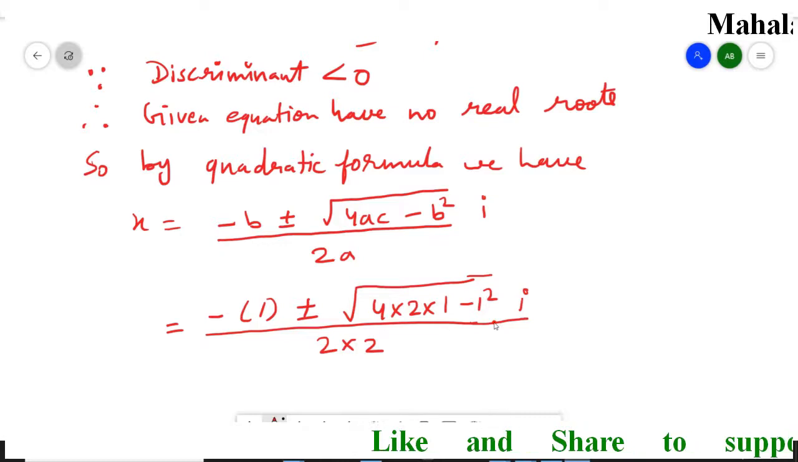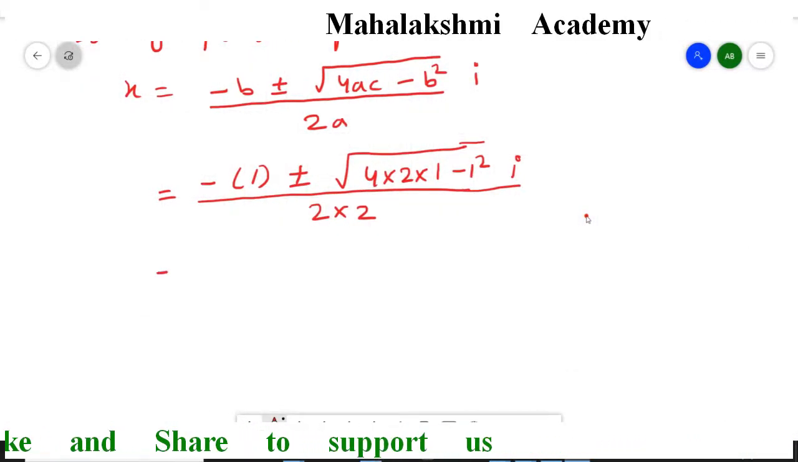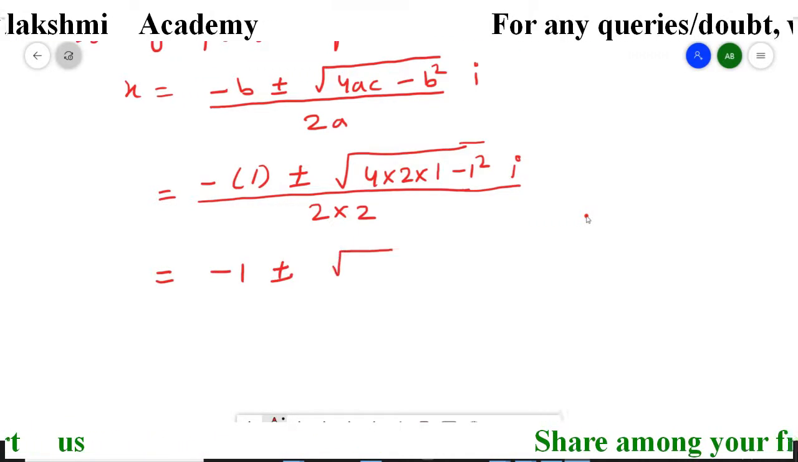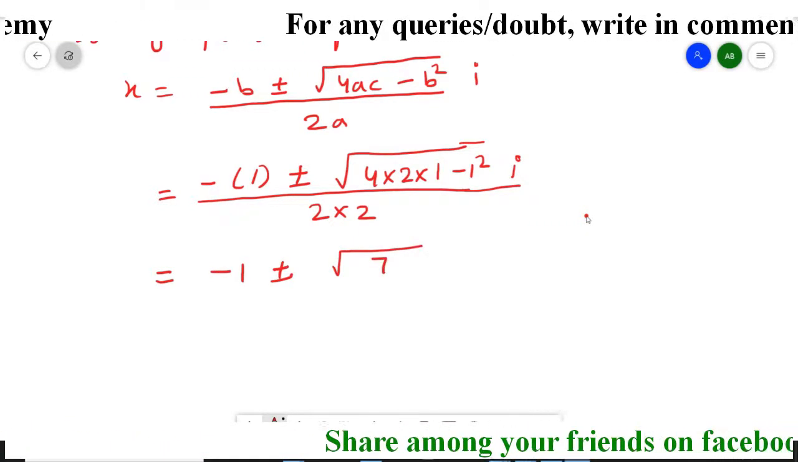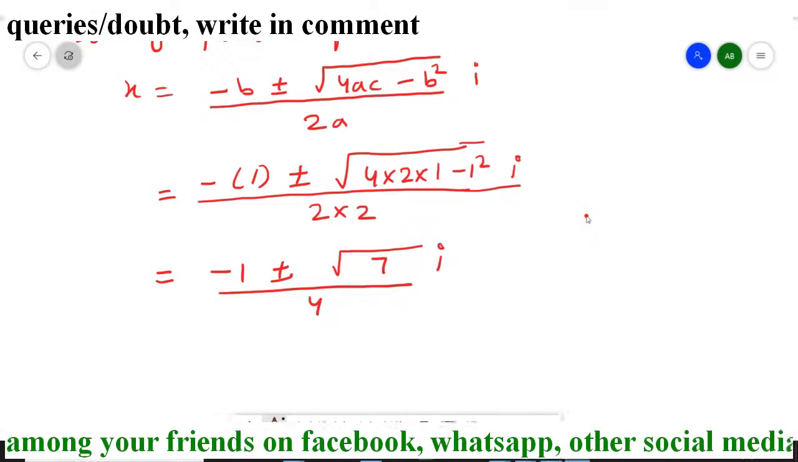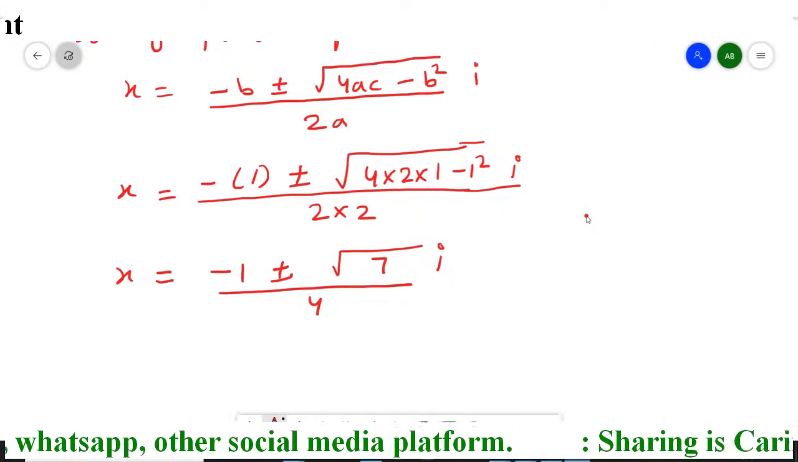Now we'll simplify. That will give us the answer as minus 1 plus minus, and when we solve this, it's going to be 7 iota upon 4. So that's our answer for this question. So this question is completed.